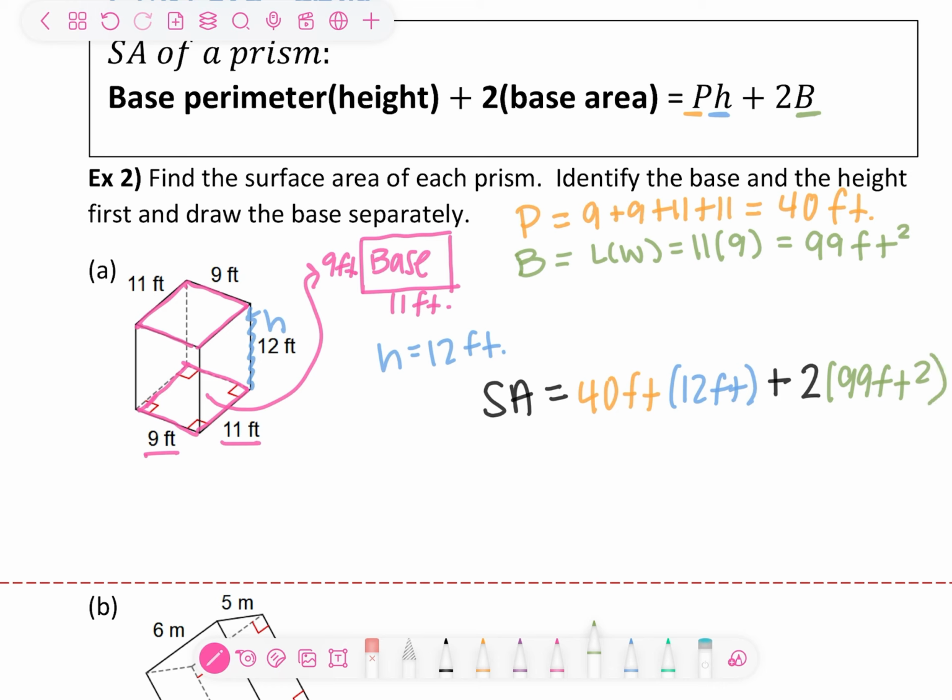Okay, now the feet are squared. The 99 is not squared, just to make sure you understand that. This means that feet squared is our unit. The 99 is not going to be squared. All you're going to do is do 99 times 2. Okay, so now we're going to have surface area equals.